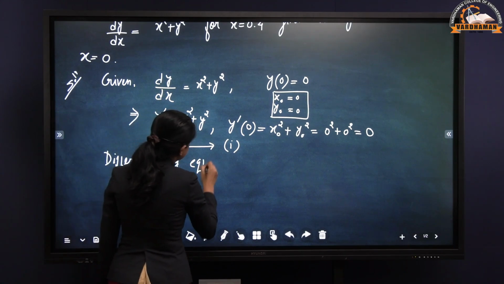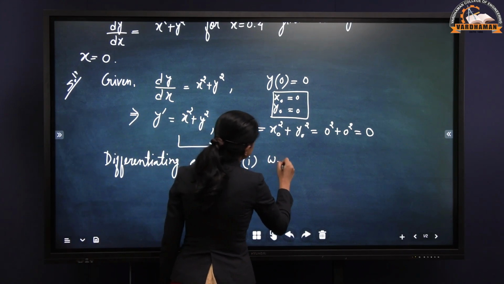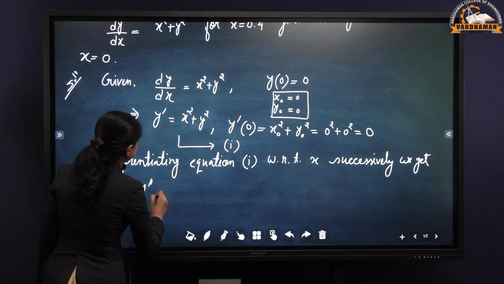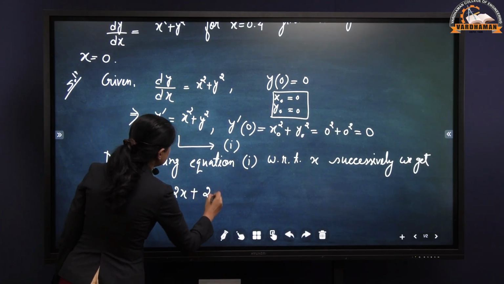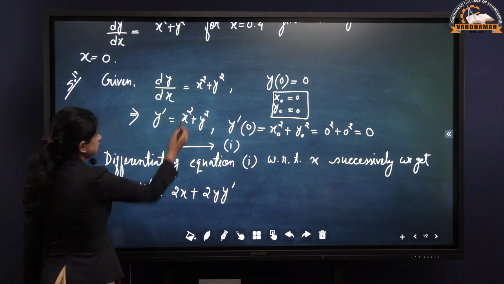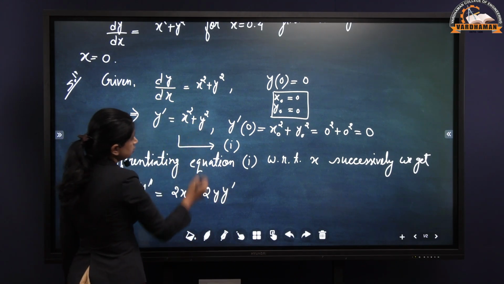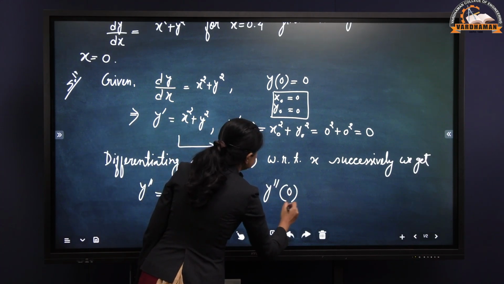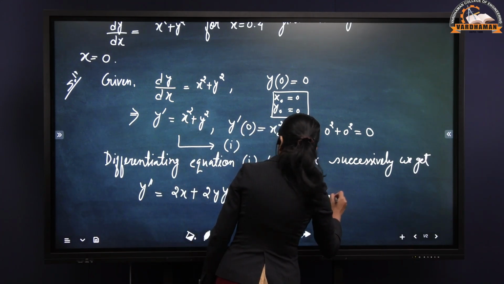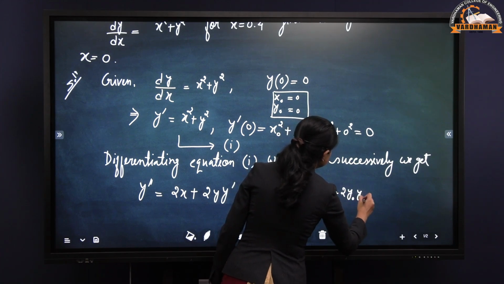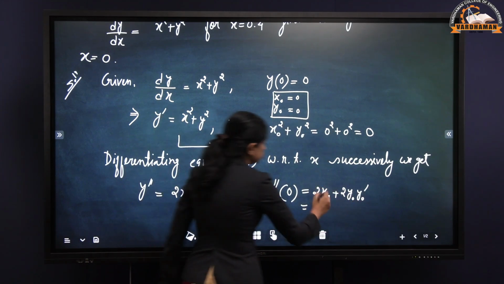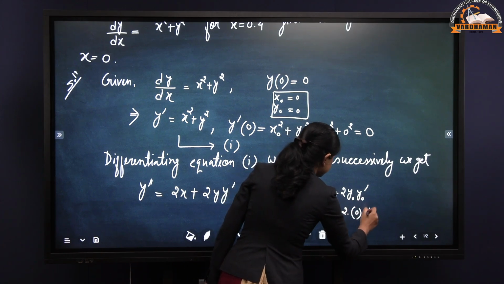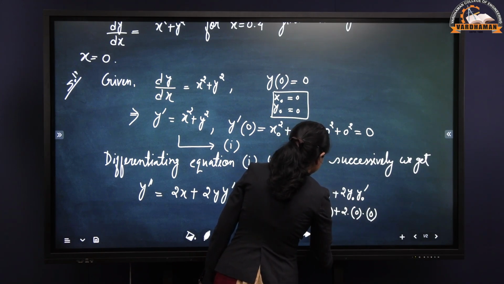Differentiating equation 1 with respect to x successively, we get y double dash is equal to 2x plus 2y y dash, right? From x square we will get 2x and from y square 2y y dash. Now let us find y double dash at 0. What we will get? 2 into x naught plus 2 into y naught y naught dash. You can write it directly also. So x naught here is 0, plus 2 into y naught is 0, y naught dash is also 0.